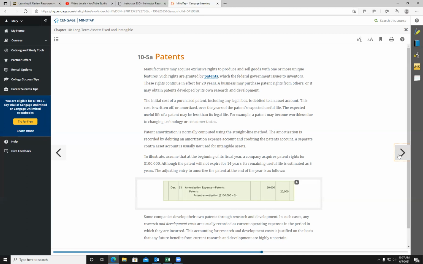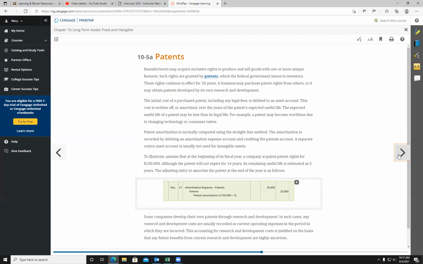So let's look at an example. Assume that at the beginning of its fiscal year, a company acquires patent rights for $100,000. Although the patent will not expire for 14 years, its remaining useful life is estimated at about 5 years, probably due to ever-changing technology. So the adjusting entry to amortize the patent at the end of the year is as follows. Obviously, you're going to take the $100,000 and divide it by 5, and that is how much you will record as the amortization expense.